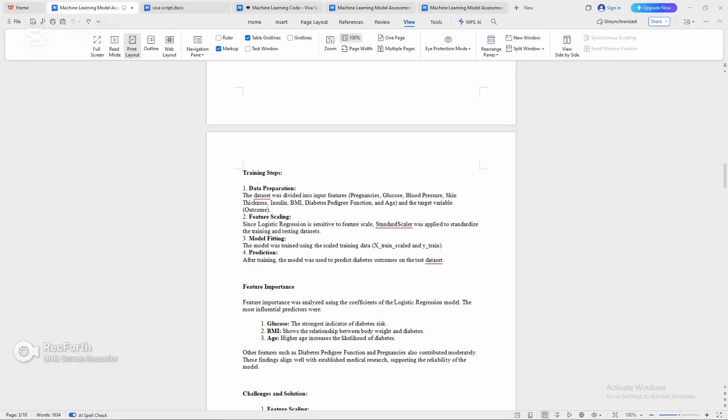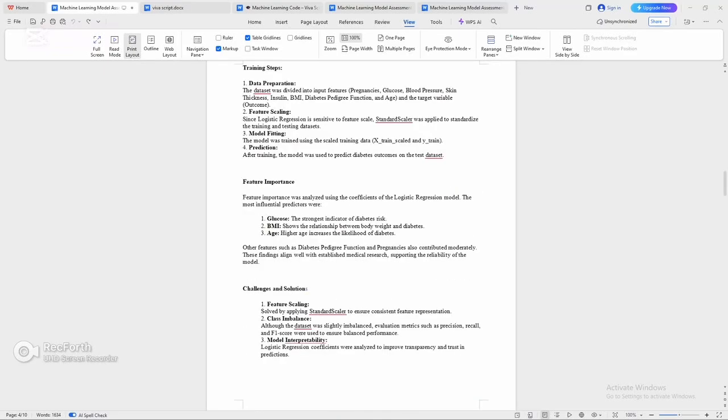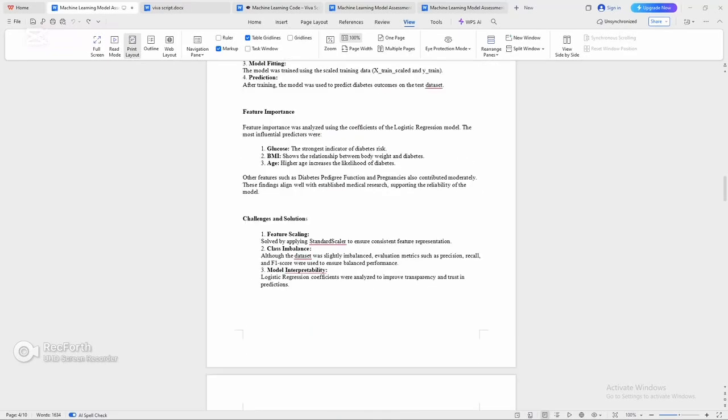Feature importance was analyzed using the logistic regression. The most influential features were glucose, BMI, and age. Glucose was the strongest predictor, BMI showed the link between body weight and diabetes, and for age, higher age increases diabetic risk. These results align well with existing medical knowledge, which increases confidence in the model. The model achieved an overall accuracy of approximately 75% on the test dataset.